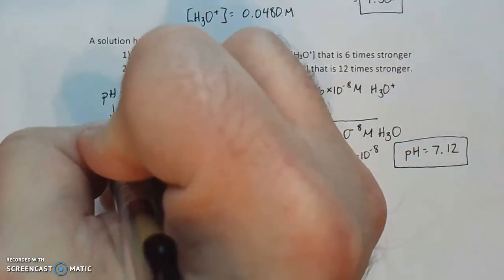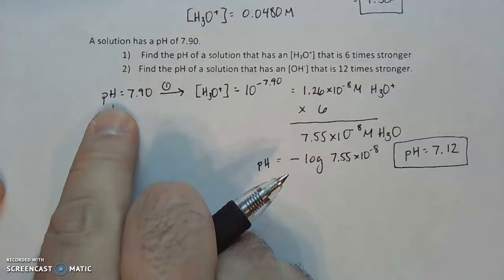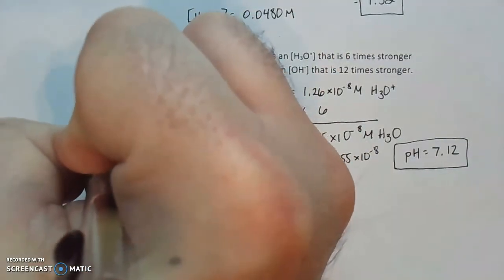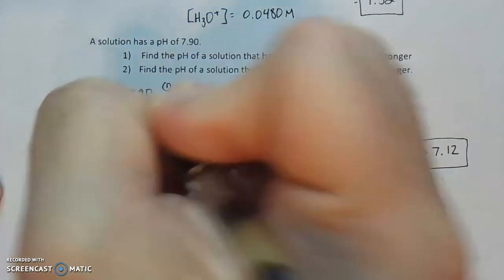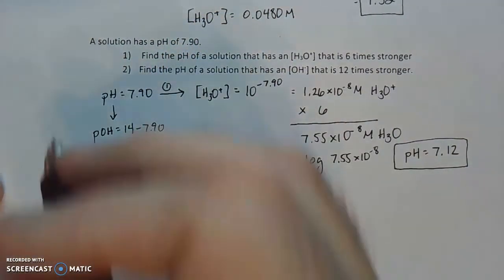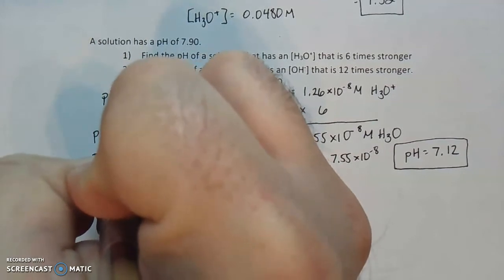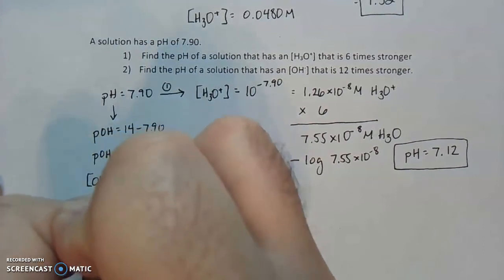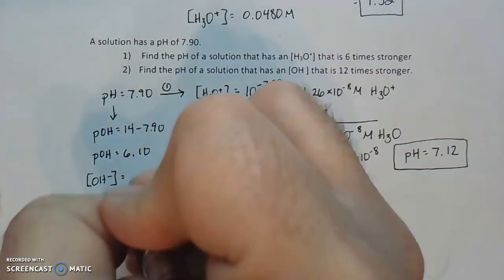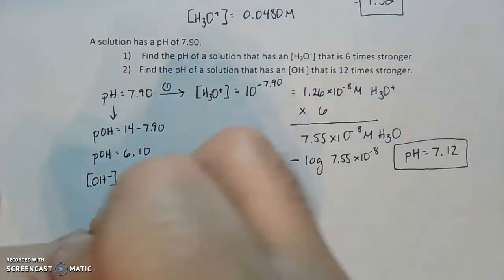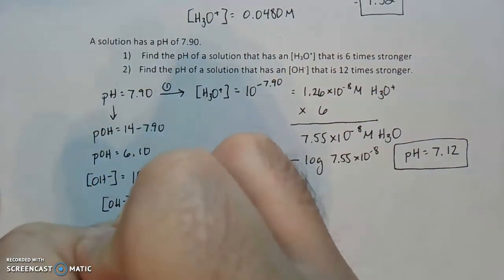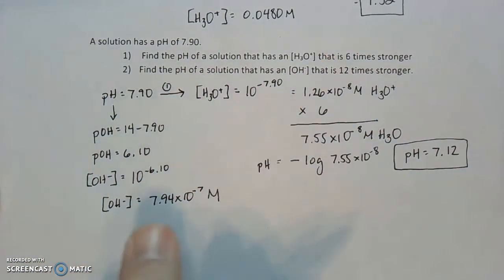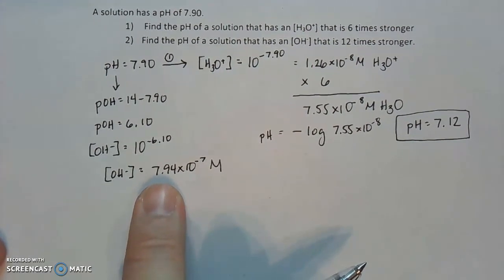Now, if we want to go with OH, we could do pOH is equal to 14 minus our pH, because pH plus pOH is equal to 14. So we get a pOH equal to 6.10, and then we could find the OH minus concentration from that by taking 10 to the negative pOH. So here is our OH minus concentration.